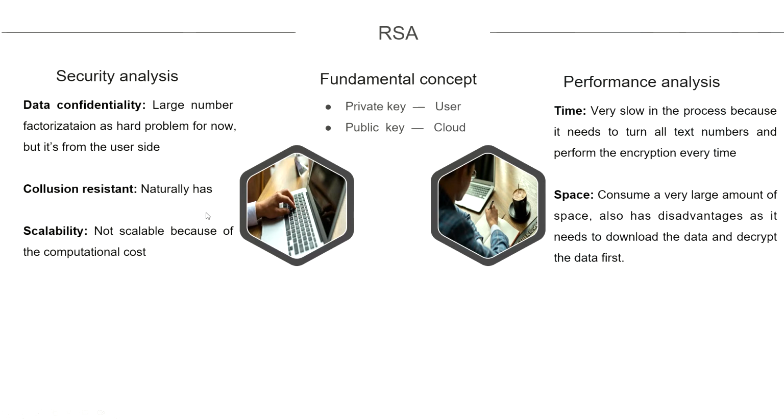It is also a non-scalable algorithm in cloud computing, since it requires many computational resources, which we'll talk about next. RSA is very slow in processing. It's mainly because of long-length prime generation. In addition, RSA maps all text into integers. For the space cost, the cloud side also needs to download the data first and decrypt it, which requires more space.